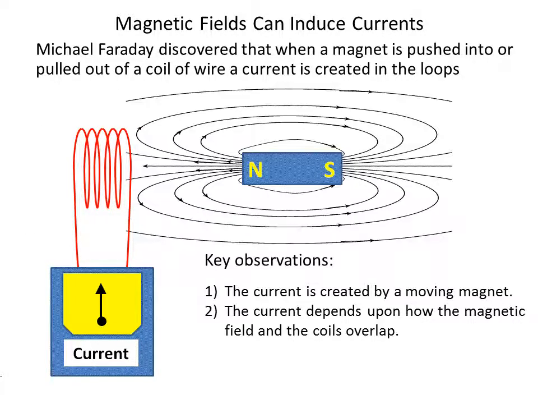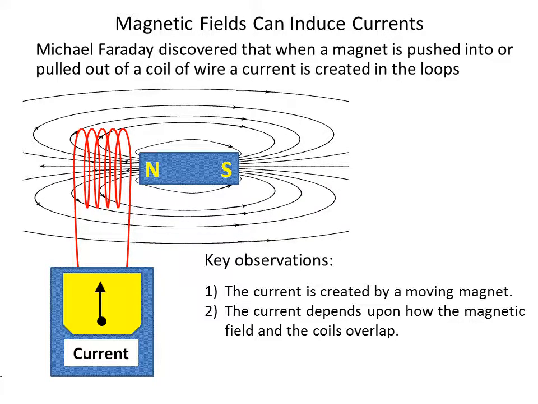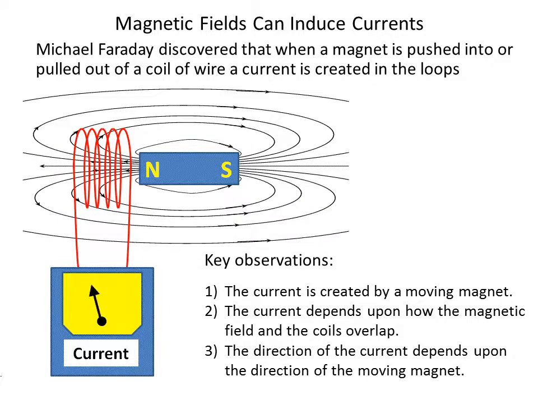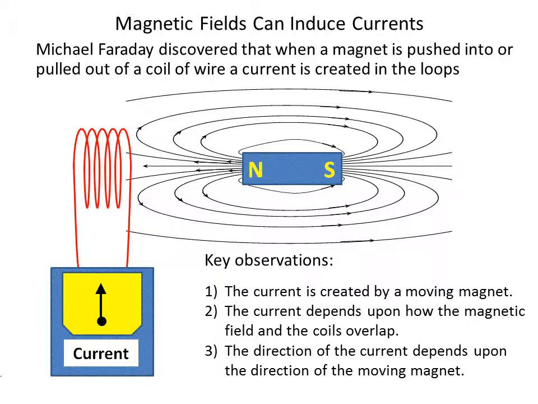The current depends upon how the magnetic field and the coils overlap. The stronger the magnetic field there is for the coil, the stronger the deflection of the needle, or the greater the current. The direction of the current depends upon the direction of the moving magnet. When the North Pole is being inserted into the magnetic field or pushed in, the needle deflects to the right. When it's pulled out, the needle deflects to the left.